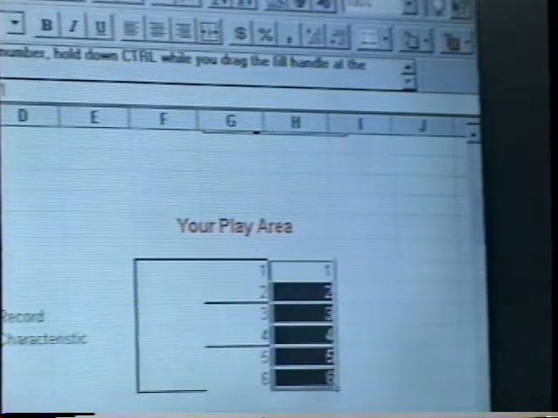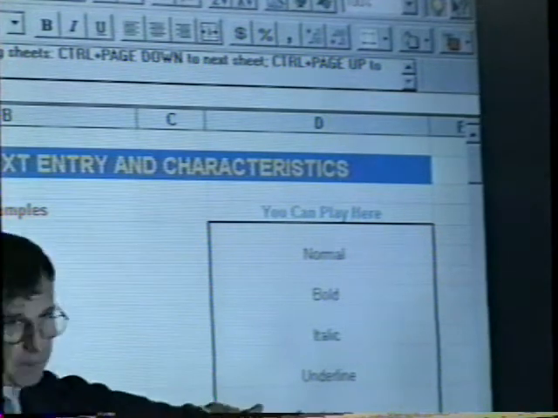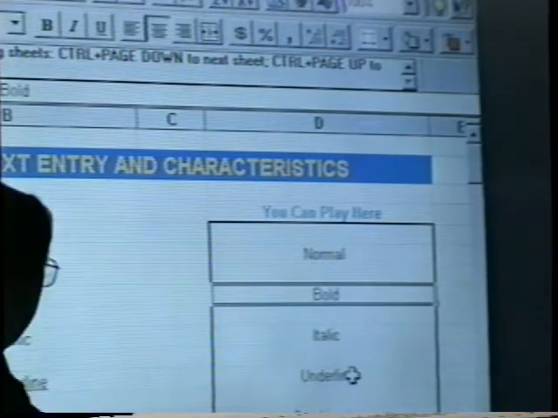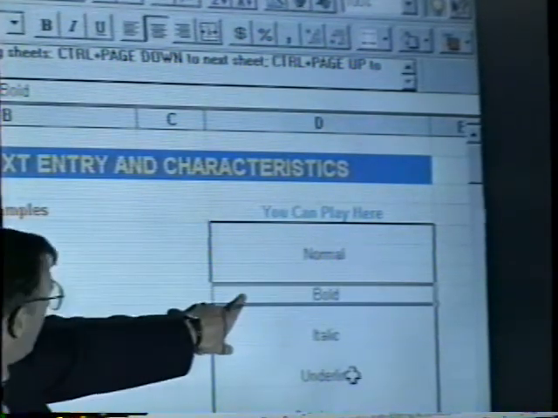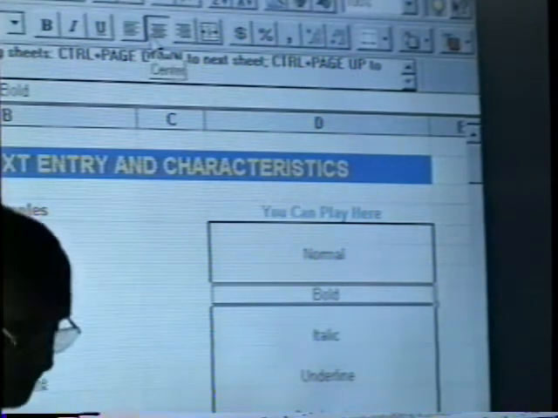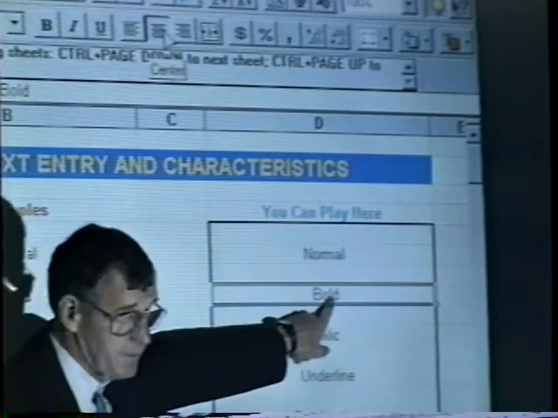Go to sheet number 2. Sheet number 2 is about text. I've shown you some examples over here, and I've given you an area to play in over here. Now, this is one where you could destroy the whole sheet if you want to. If you'll put the cursor right over the cell that says bold underneath of where you can play, up on this formatting toolbar, which is the second one down, you'll notice that one of the buttons looks like it's depressed, and it happens to be the one that centers the text. If you'll notice, the word bold is in fact centered.